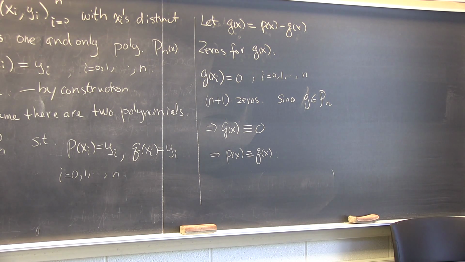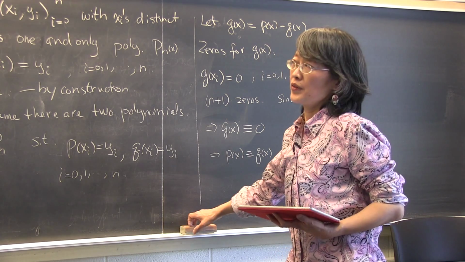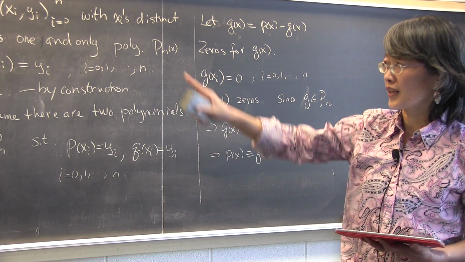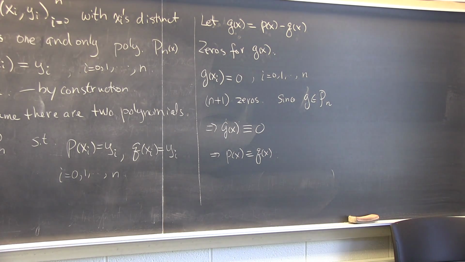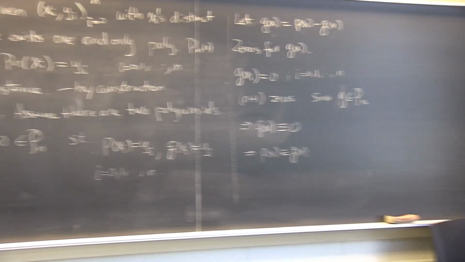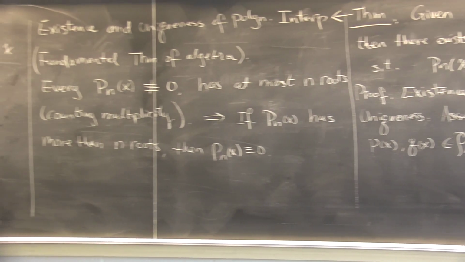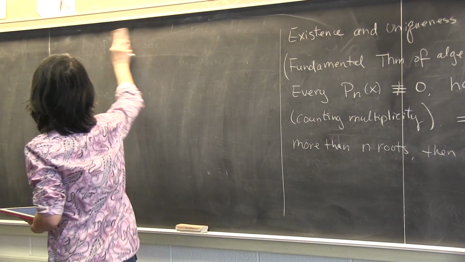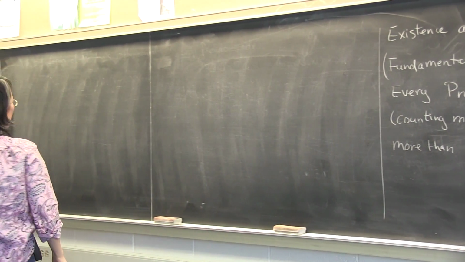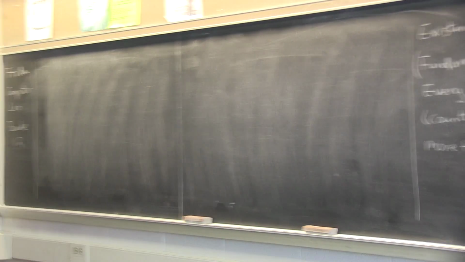Is it okay? Can we buy this argument? Well, of course, you have to accept the fundamental theorem of algebra. Assuming that is correct, I can use that to show the uniqueness. Okay? All right, any questions? Okay, so now we know that there always exists one and only one interpolation polynomial.